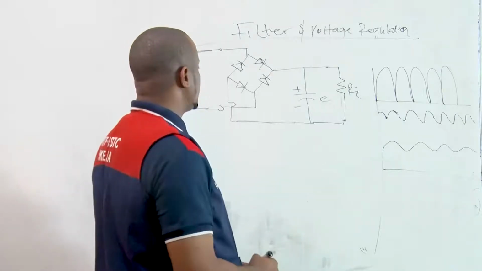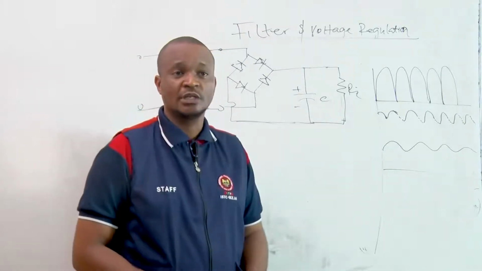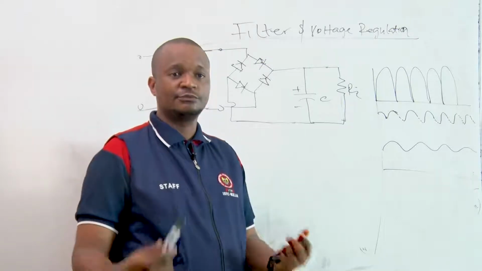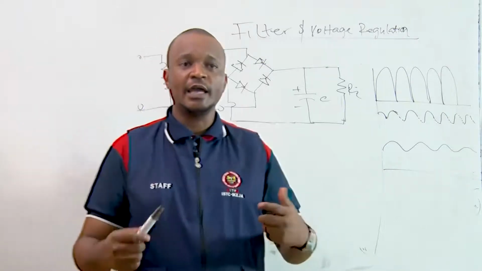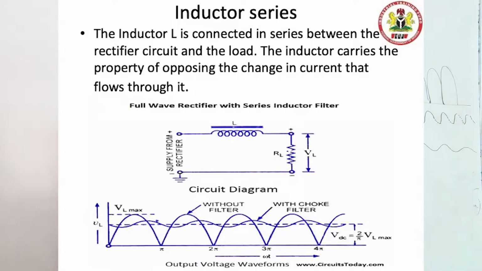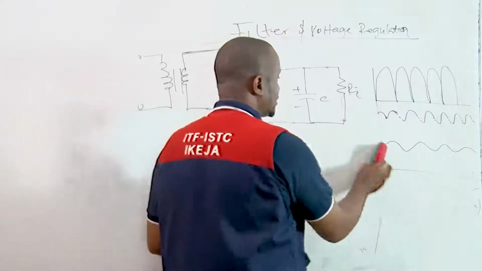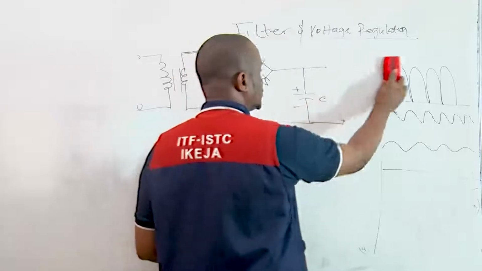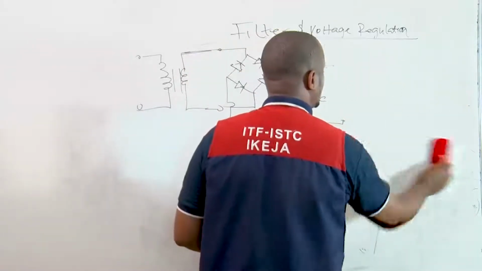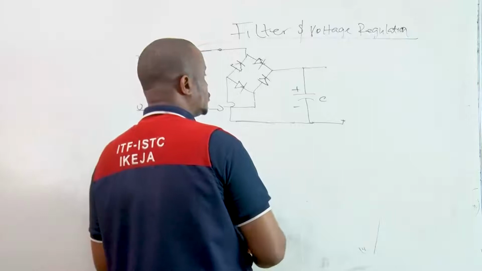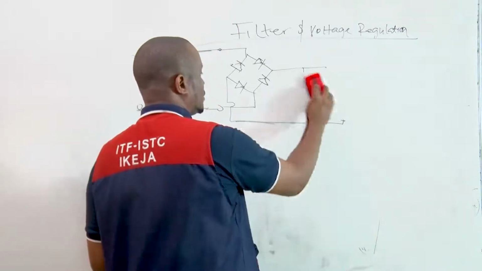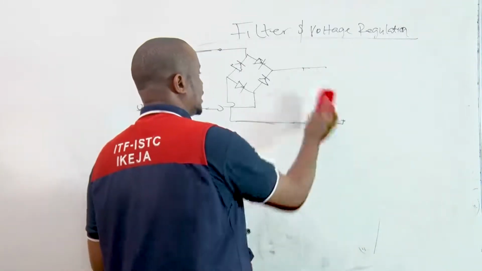Now, the next point we are going to talk about is the inductor series input filter. The inductor L is connected in series between the rectifier circuit and the load. Now, the inductor carries the property of opposing the change in current that flows through it. So like the name implies, we want to look at another method. If the capacitor may not be able to do all this, we could connect an inductor.